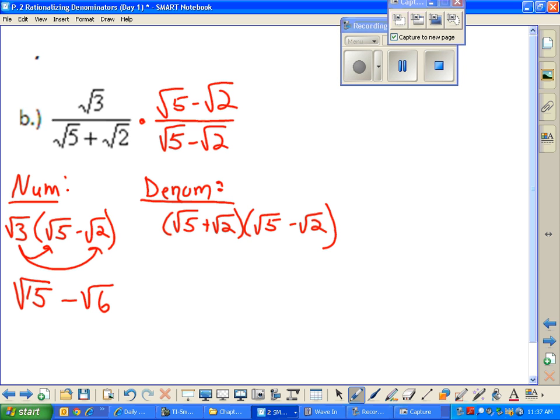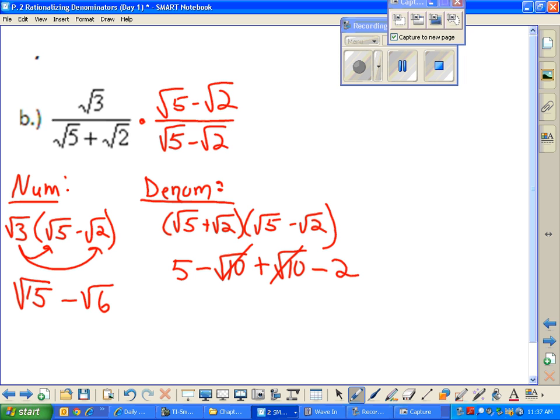For the denominator, I'm going to FOIL. So I have to take the square root of 5 times the square root of 5. That is 5. Outers is going to be the negative square root of 10. My inners is going to be the positive square root of 10. And my last, square root of 2 times the square root of 2. One positive, one negative, that'll be minus 2. And then these things go away.